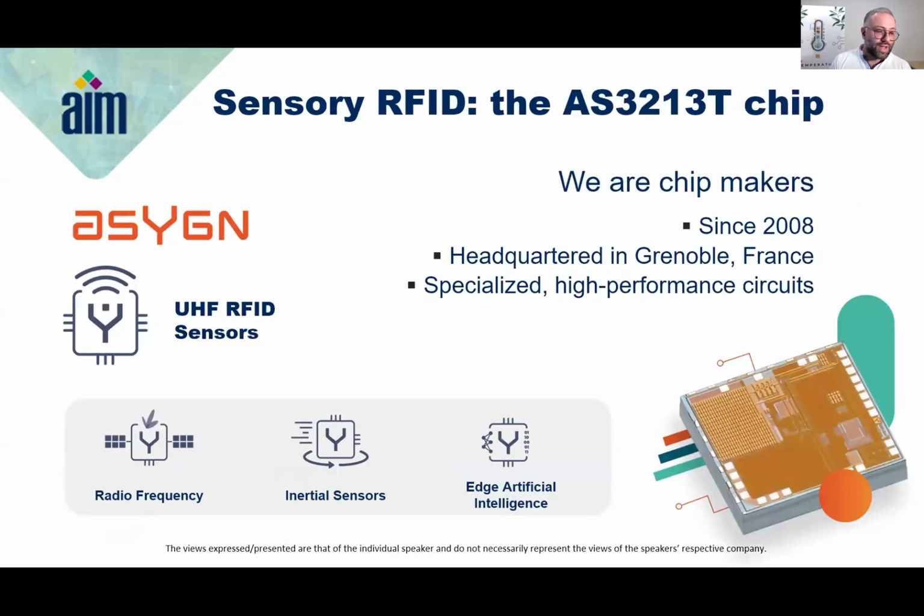Just a quick word about ASYGN. ASYGN is a French company and we are chip makers. We do very specialized, very high performance ICs, circuits, targeting radio frequencies, satellite, inertial sensor, edge AI, and of course, what we are talking about today, the UHF RFID sensor chip.